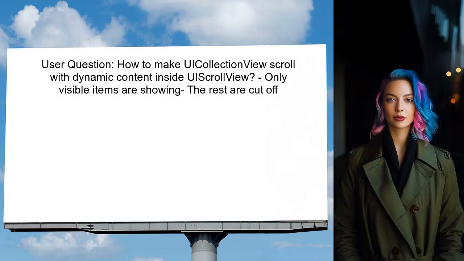Here's the specific situation we're addressing. One user asked how to make their UICollectionView scroll with dynamic content inside a UIScrollView. They mentioned that only the visible items are showing and the rest are cut off. Sound familiar? Let's dive into this together.